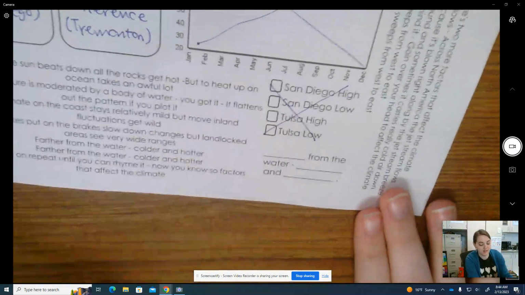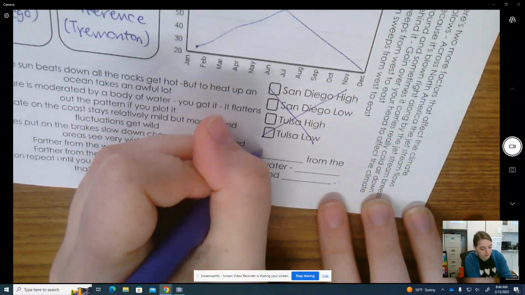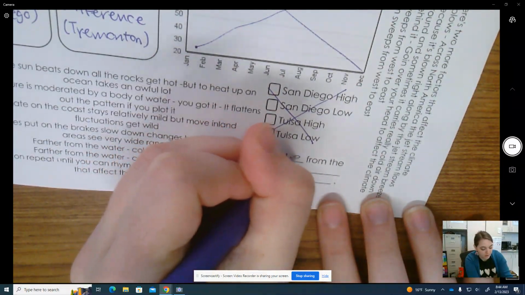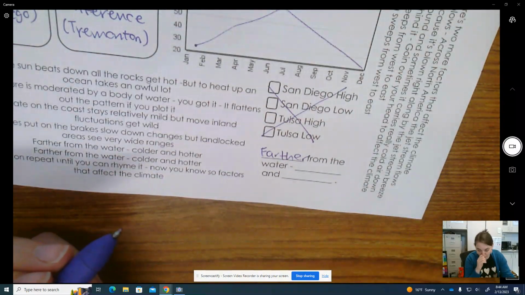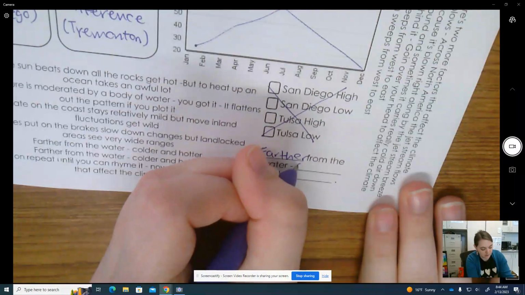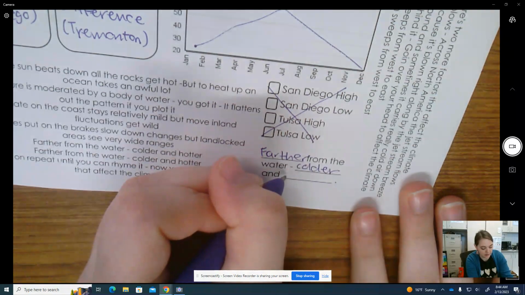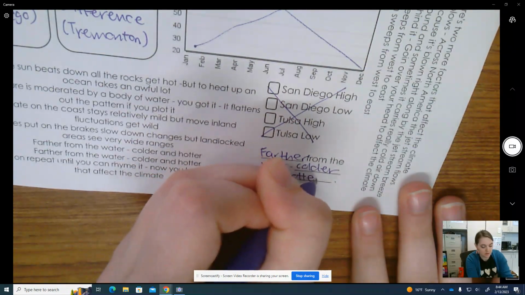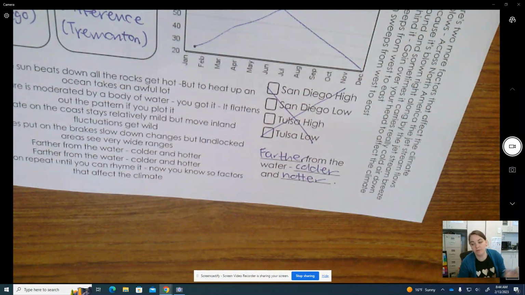So the key point here is down at the very bottom, this last part I'm going to have you fill out. The farther from the water, it's colder and hotter. So it gets really cold and really hot the farther you are from water. So once you fill all this out, you are going to turn it into the bin and move on to the mastery check.